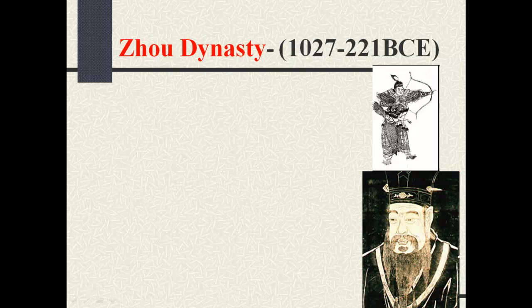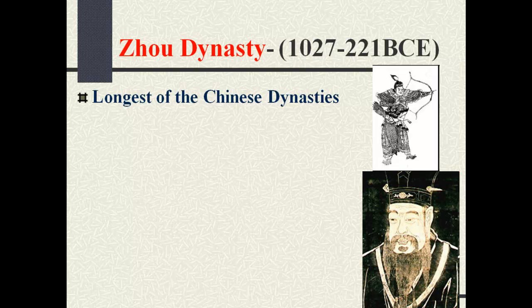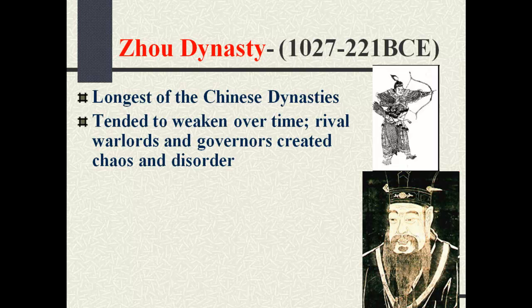The Zhou dynasty from 1027 to 221 BCE, longest of the Chinese dynasties, tended to weaken over time. Rival warlords and governors created chaos and disorder. You have Kung Fu Tzu, and this is Confucius from 551 to 479 BCE.